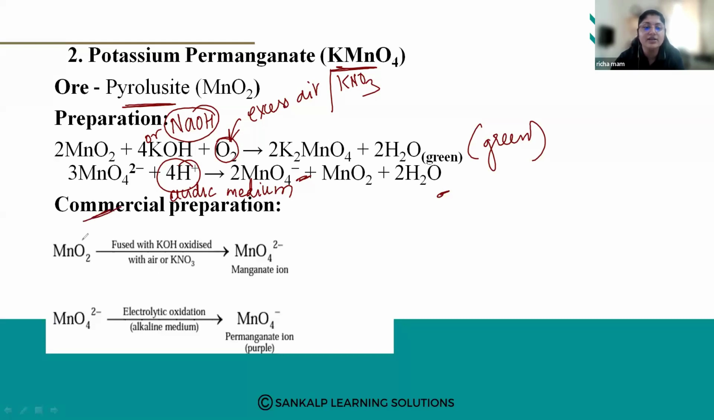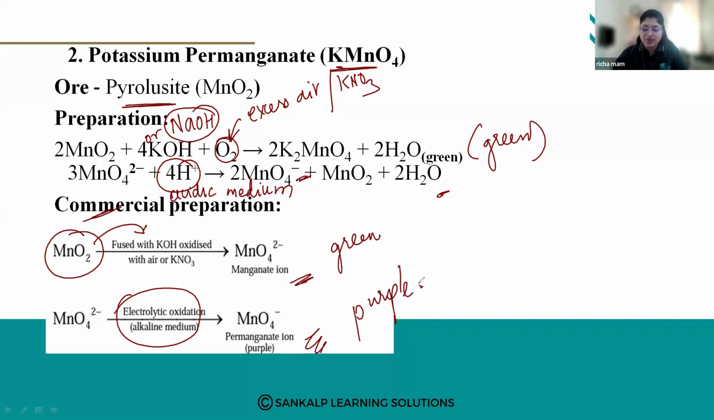Commercially, how can you prepare it? If you fuse pyrolusite with KOH, or oxidize it with air, you get manganate ion. If you provide electrolytic oxidation to this manganate ion, it is converted into permanganate ion. So this is a green color solution, and this is converted into a purple color solution. Due to the purple color, it is also used as a standard solution. Potassium dichromate is orange in color, and potassium permanganate is purple in color.